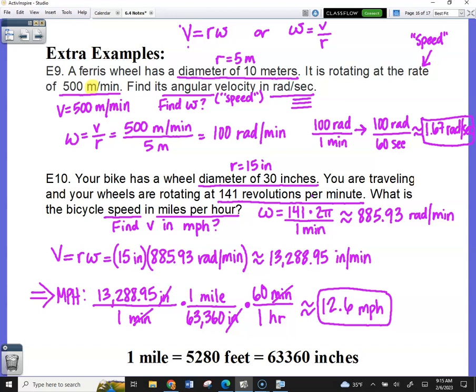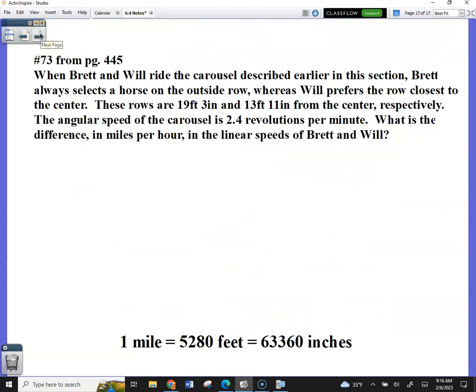So this is one of those where you're going to find the linear speed of Brett and then the linear speed of Will. And then you just talk about the difference in them. This would also help you understand, depending on where you sit on a carousel, if it was a super fast one, how dizzy you're going to get, right? Because then you know the speed that you're going. Okay. So let's look at it. Let's sketch a picture to help us understand.